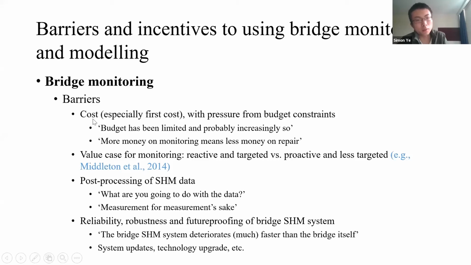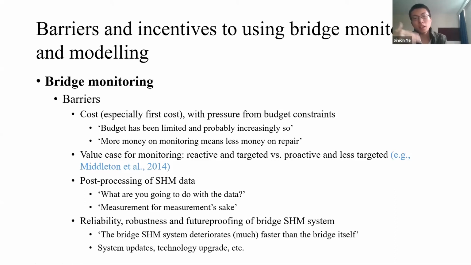And by cost, they specifically mean first cost, which is basically cost at present. They are not very interested in the whole life cost. They are looking more at the cost at present, because there's also pressure from budget constraints. Some quotes here: the budget has been limited and probably increasingly so for their bridge operation and maintenance activities, and more money on monitoring means less money on repair. So they have a limited amount of budget.